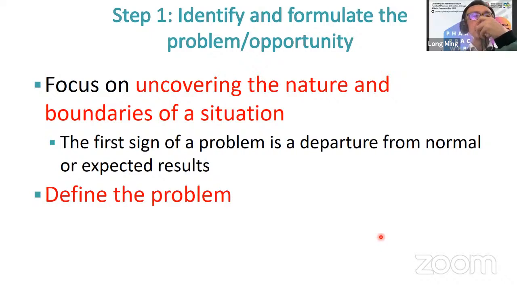exploratory studies. Okay. Step one focuses on uncovering the nature and boundary of the situation. So for example, as I mentioned, some new product or existing product, but why it is not used for some certain conditions. Okay.